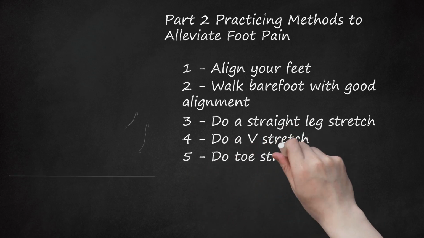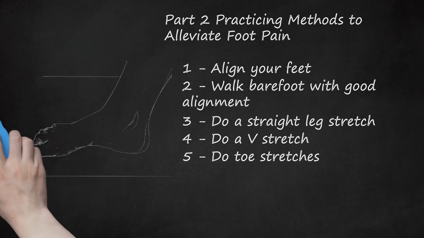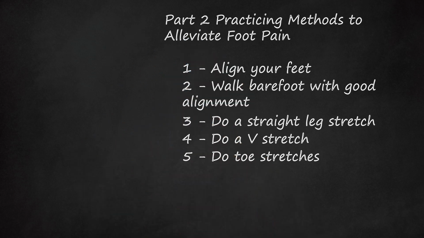5. Do toe stretches. Stand up and step forward with your right foot and transfer weight to your right foot. Curl your left toes under so that the tops of the toes touch the floor. Lean forward slightly until you feel a stretch on the top of your feet. Hold for 10 seconds. Repeat the stretch 2 to 3 times on each side.